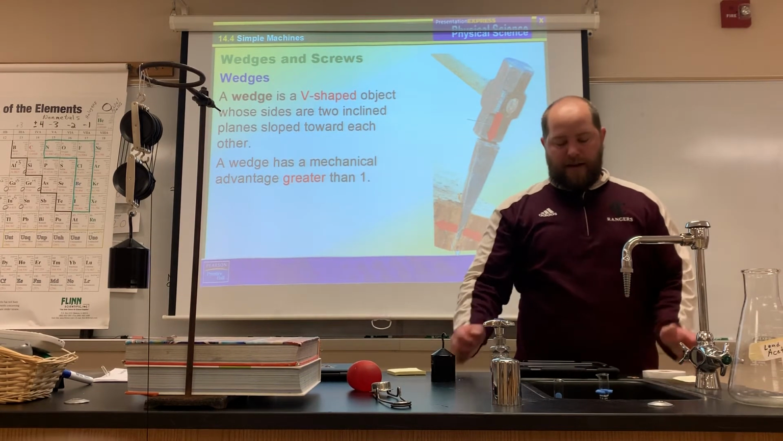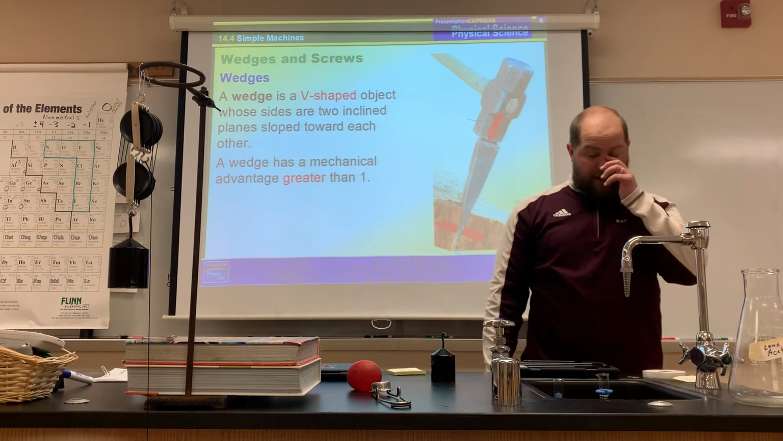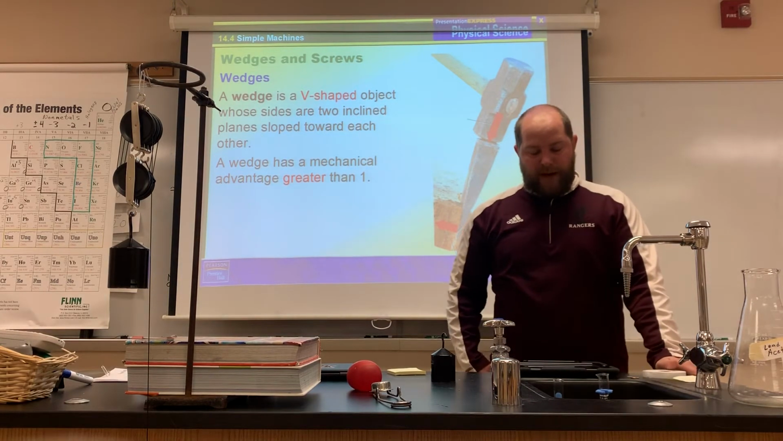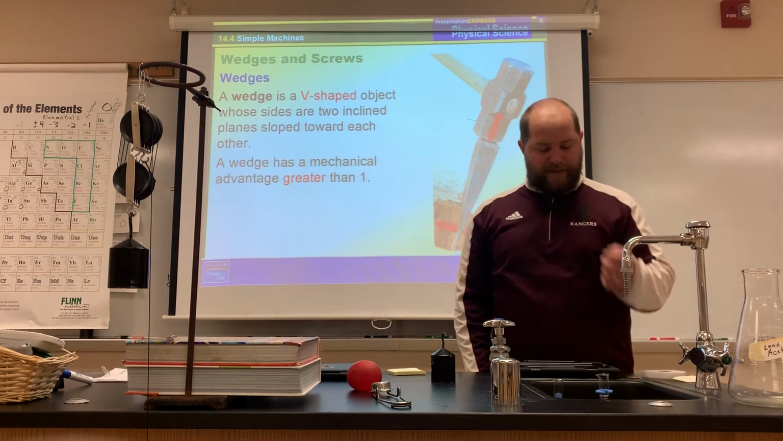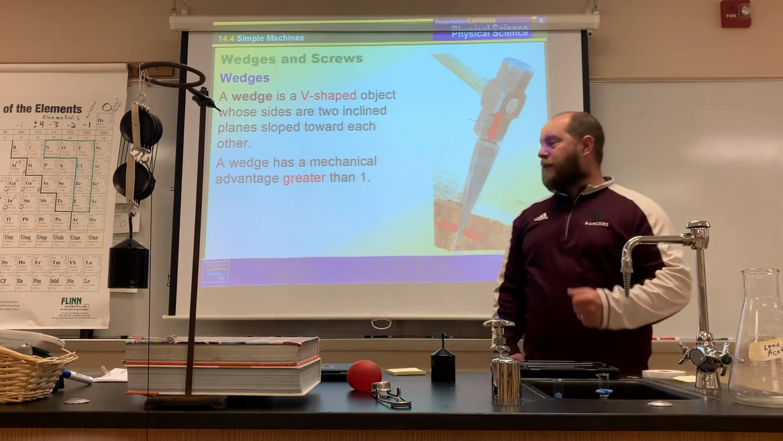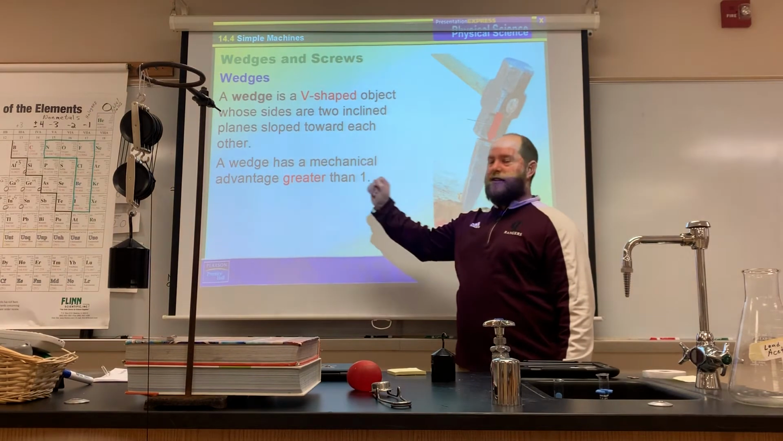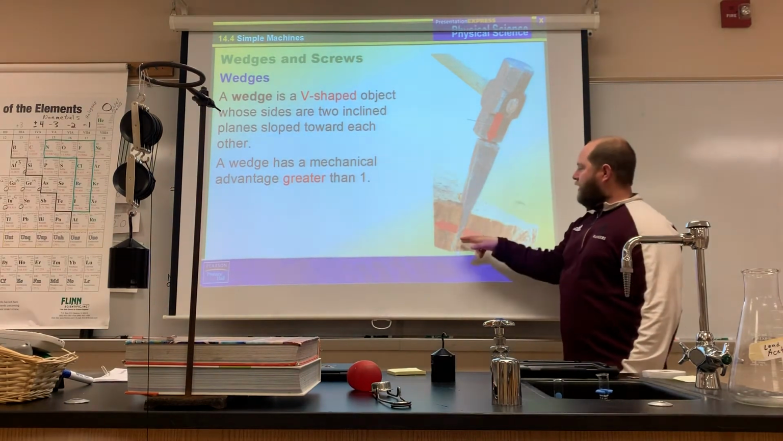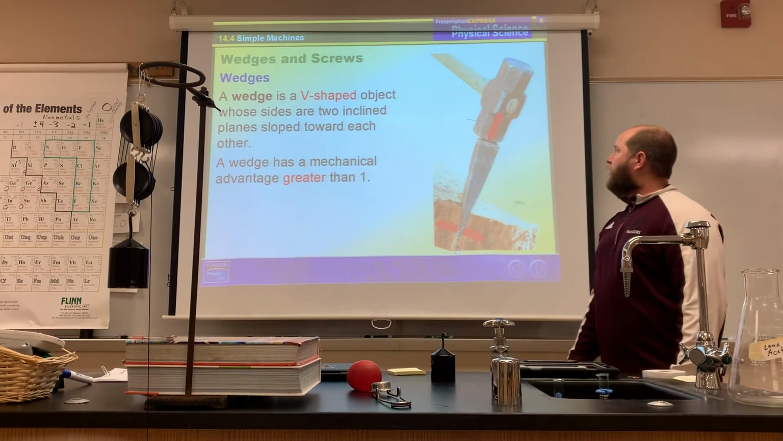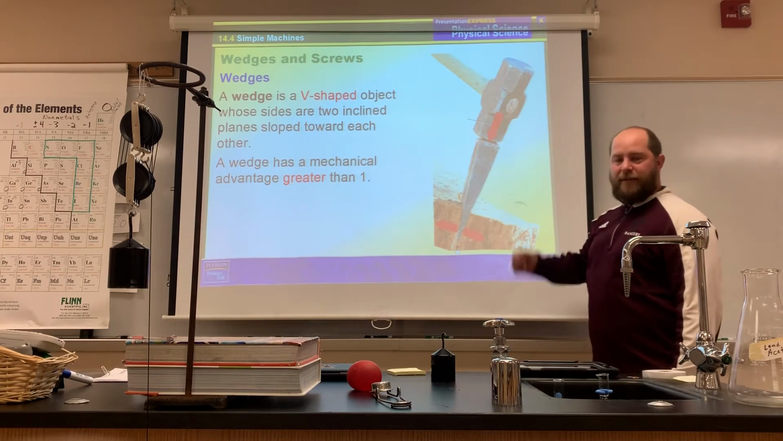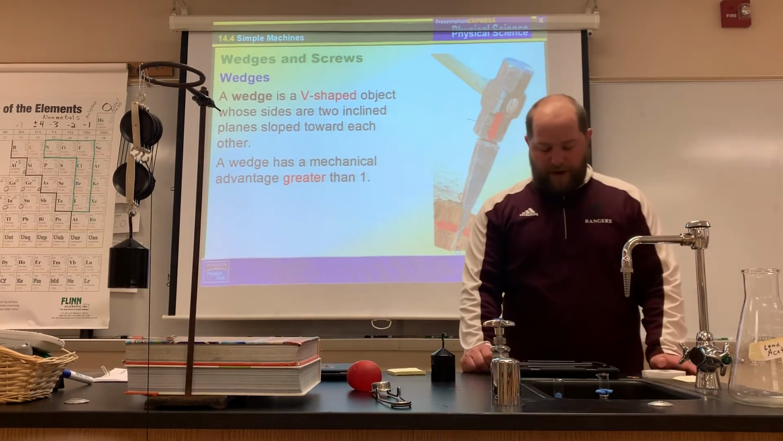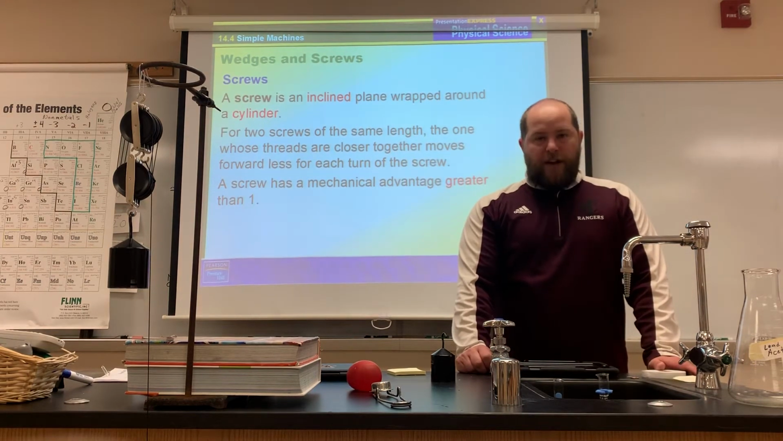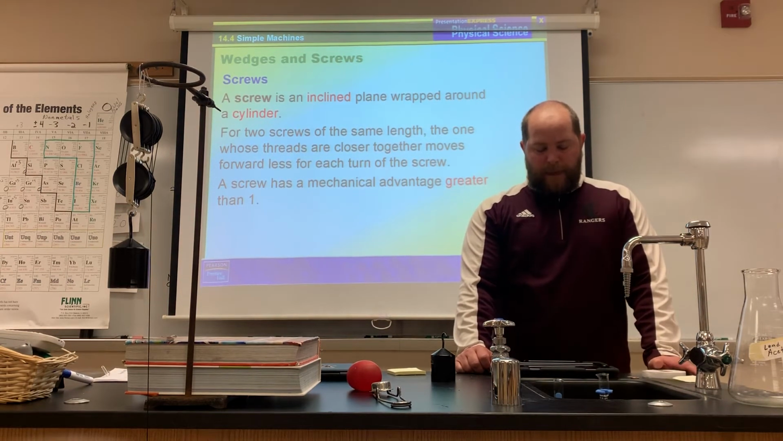Let's talk about wedges. A wedge is a V-shaped object whose two sides are essentially inclined planes. A wedge always gives us a mechanical advantage greater than 1. This would be an example of a wedge. They are typically used to help split firewood when you get a stubborn, big piece of firewood. So that's a wedge. Let's talk about screws.